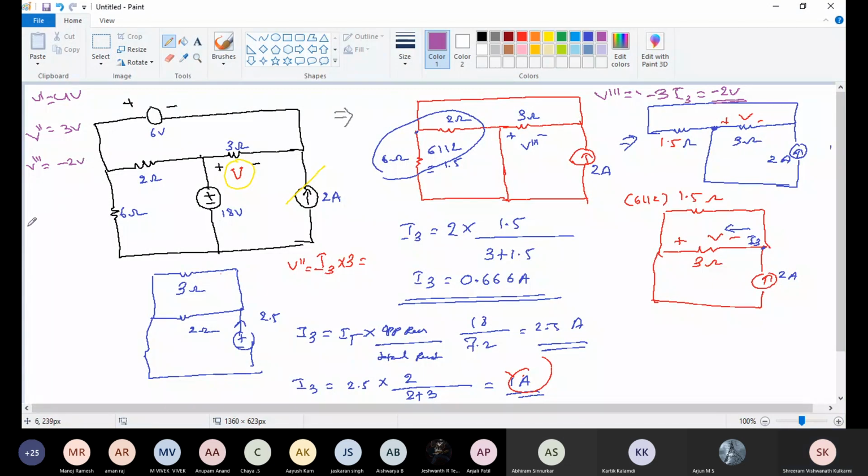Now the total V across the 3 ohm resistor will be V equals V dash plus V double dash plus V triple dash. Total.